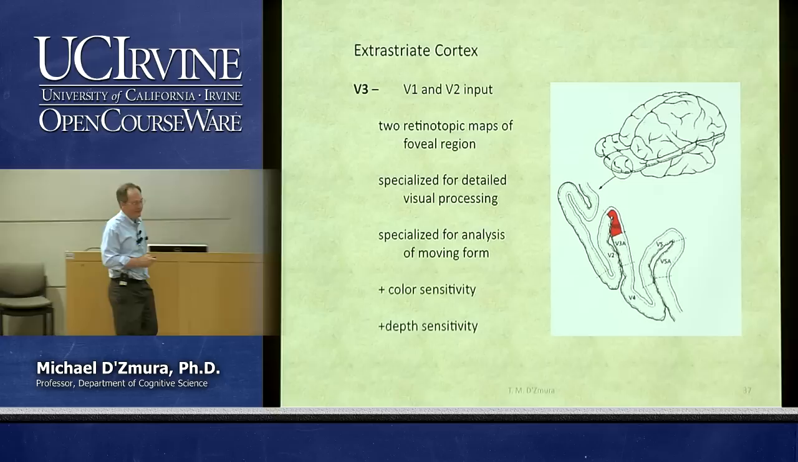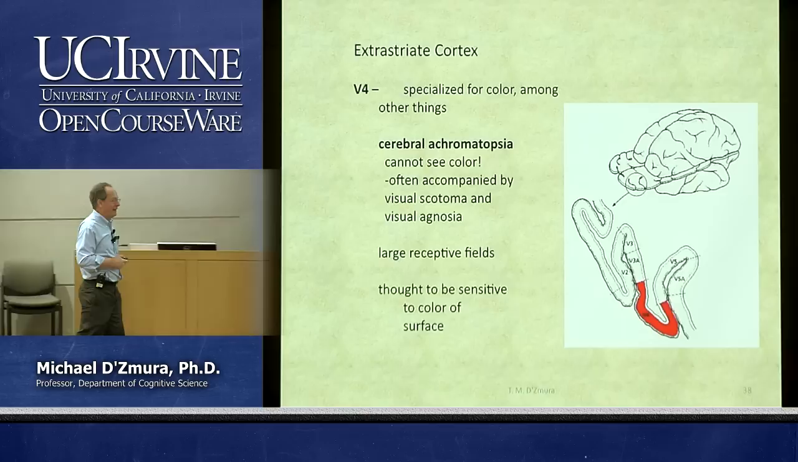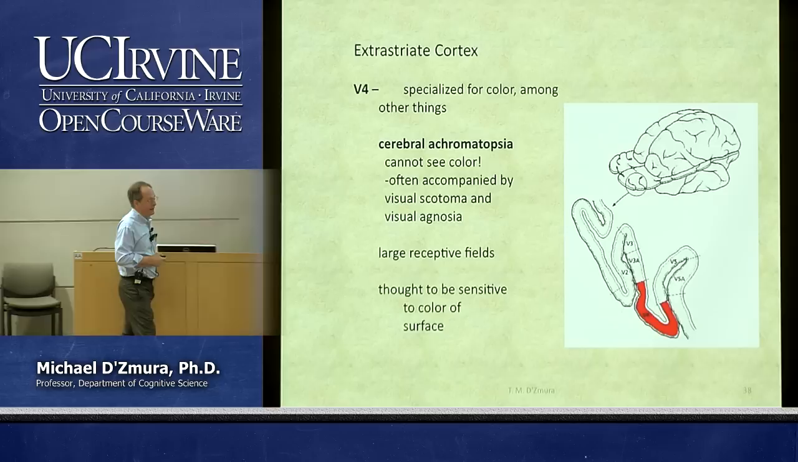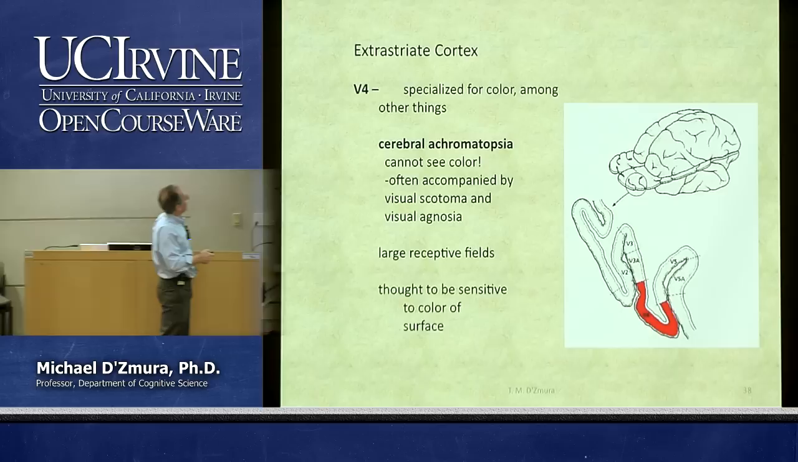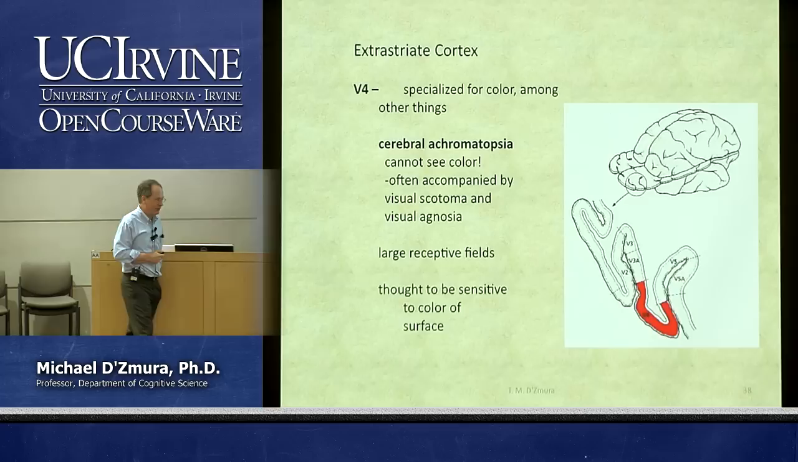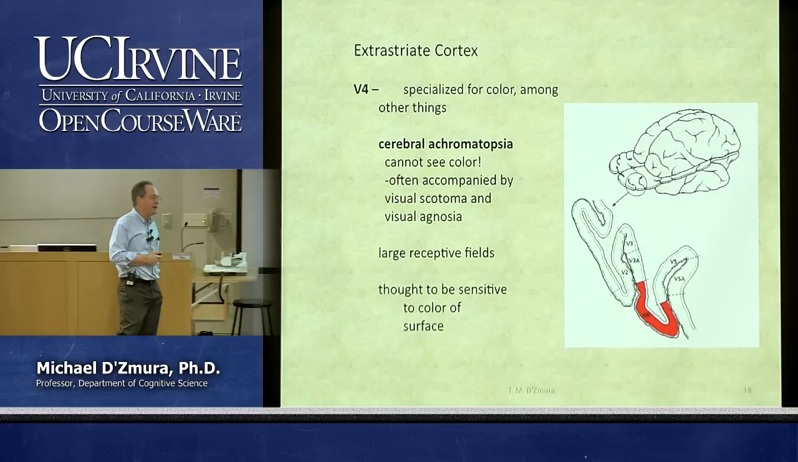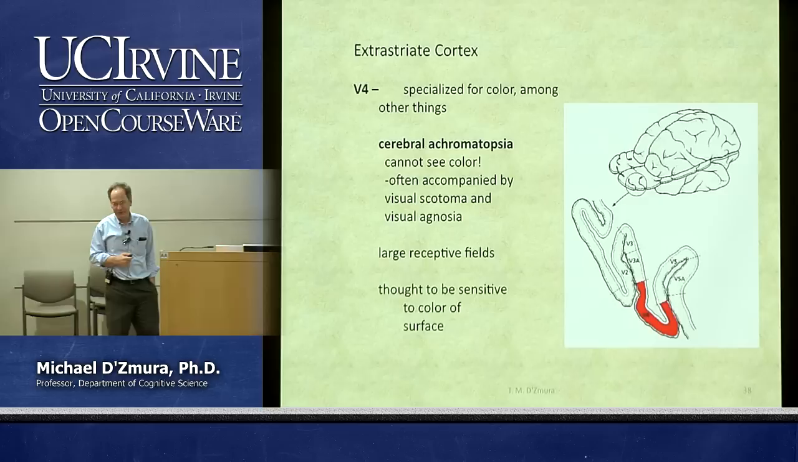V4. One of the most interesting things about V4 is that people found that if V4 is damaged in a human, then that human often will be unable to see color. So the world turns into this sort of muddy black and white thing. So people naturally said, well, V4 must be specialized for the processing of color information. And indeed, it receives lots of input from V2 thin stripes, which we know to receive information from blob cells in V1, sensitive to color.